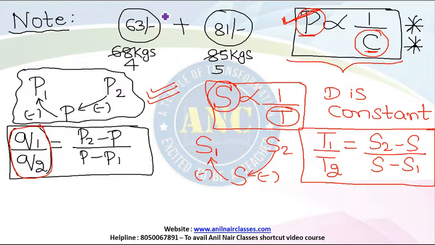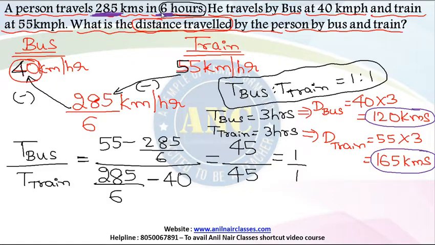Any two parameters which are inversely proportional to each other, if you alligate one parameter, you will get the ratio of the other parameter. This is speed, this is speed, this also is speed. If I alligate speed, I am getting here the ratio of time taken by both bus and train. I hope the conceptual clarity is very clear for you people, sir.